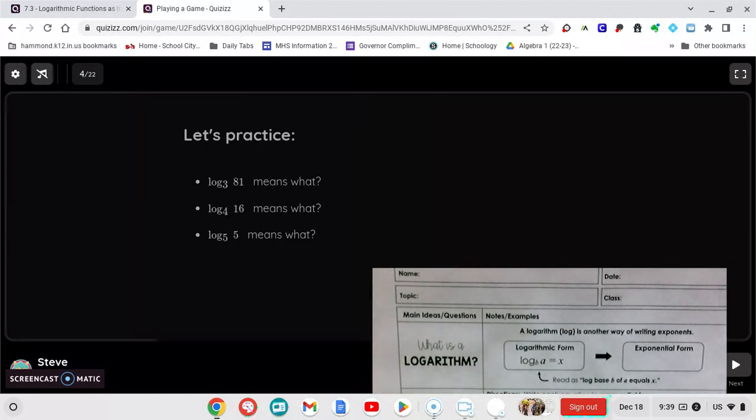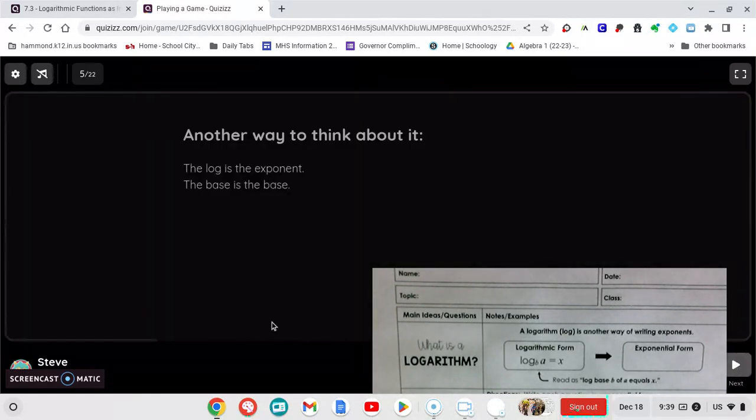So if I asked you, what does log base 3 of 81 mean? Well, what exponent can I put on 3 to get to 81? It's 4. So log base 3 of 81 is 4 because 3 to the fourth power is equal to 81. Log base 4 of 16 is equal to 2. That's asking what exponent I can put on 4 to get a value of 16. And how about log base 5 of 5? What exponent can I put on 5 to get 5? 5 to the first power, right? So log base 5 of 5 is equal to 1. Once you start to think through it that way, what exponent can I put on this base to get this number, it starts to make a little more sense.